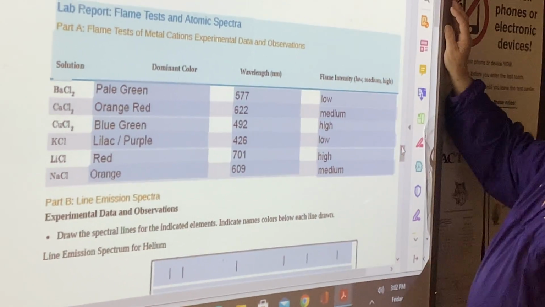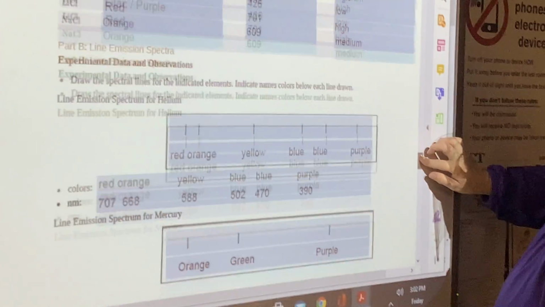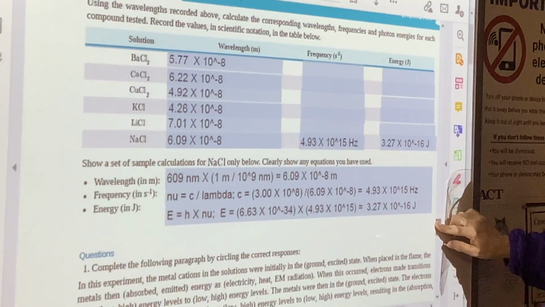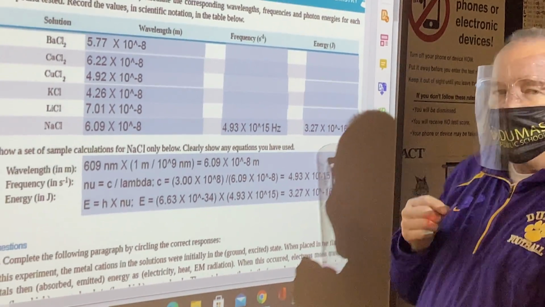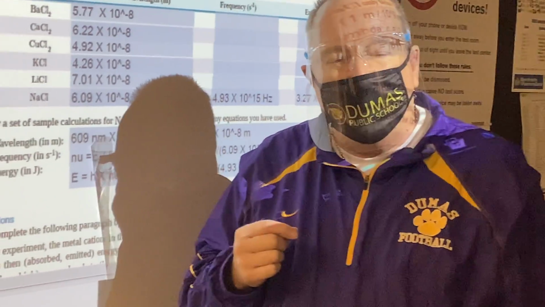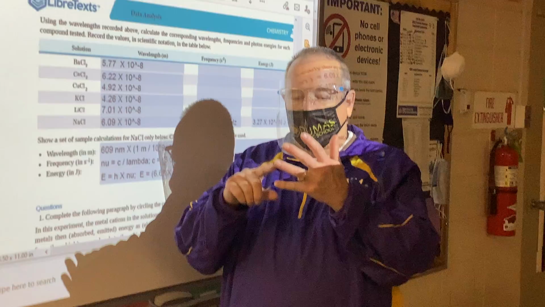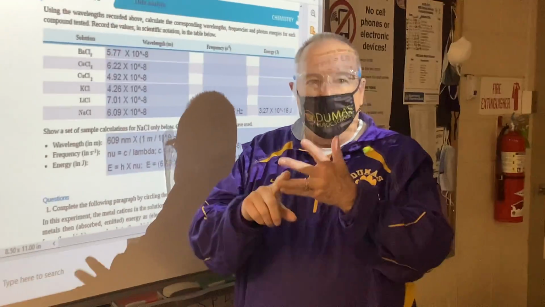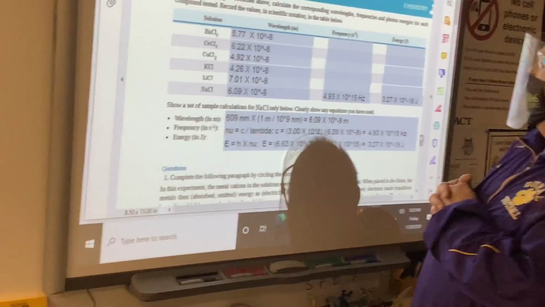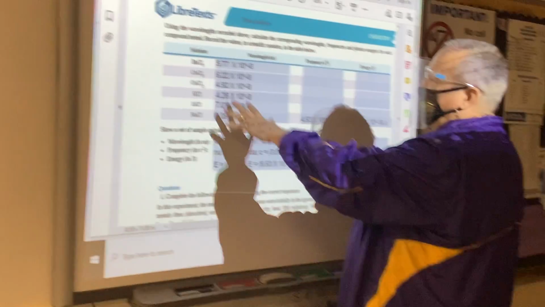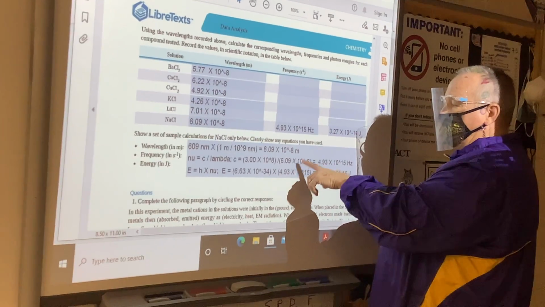You can see the flame intensities there, but I'm going to go down to our next table where we had to work out those frequencies. So that 577 nanometers, don't forget, there are 10 to the 9th nanometers per meter. We want to convert those values to meters, and then we will use that to solve for the frequency.